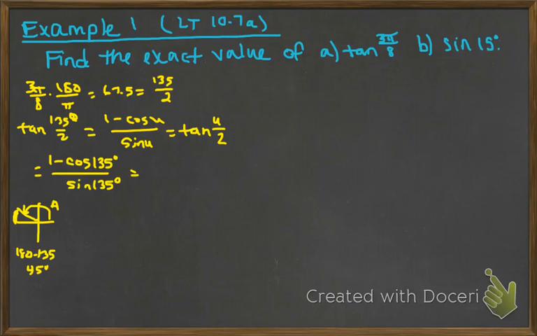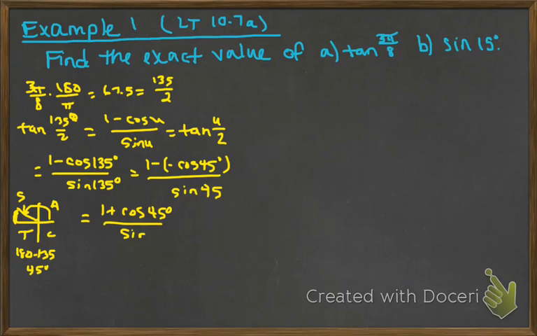So all students take calc: in the second quadrant, only the sine is positive, meaning that when I convert my cosine of 135 over to 45 degrees, I'm going to have to do the opposite of it. So negative cosine of 45 degrees all over the sine of 45, because the sine is positive in the second quadrant. So I'm going to do 1 plus the cosine of 45 degrees all over the sine of 45 degrees.